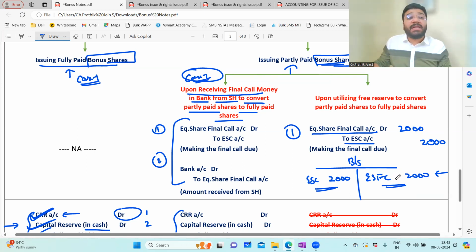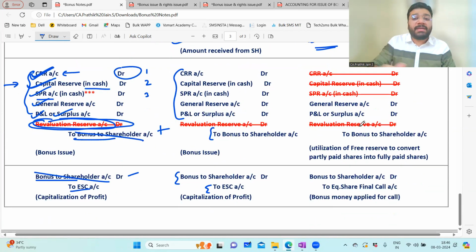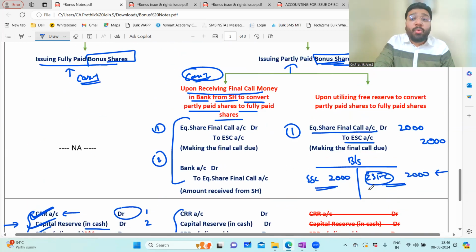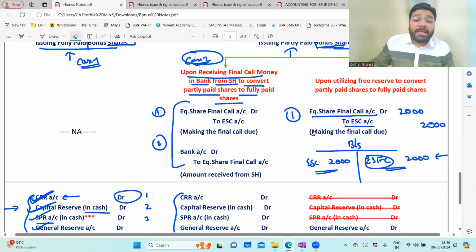Because whenever we see the words equity share final call, we remember to collect this money from whom? The shareholder. But is the shareholder going to pay this money? No. So therefore, I need to change this name. So what will I do? The equity share final call, which is in debit, I'll cancel it by giving a credit. So what is my second entry? To equity share final call. The moment you put to equity share final call, what will happen in the balance sheet? In the balance sheet, this will go away.